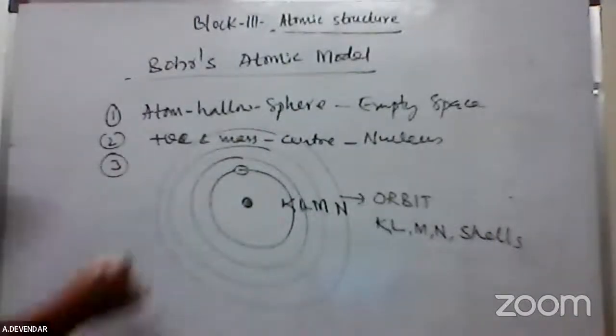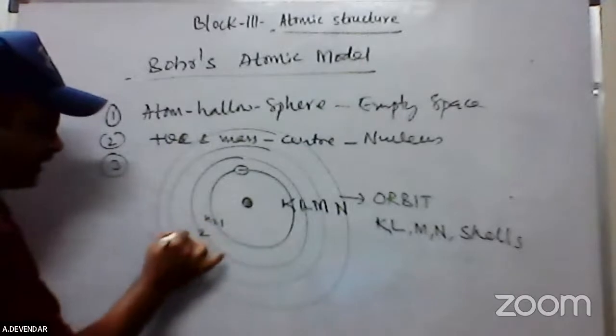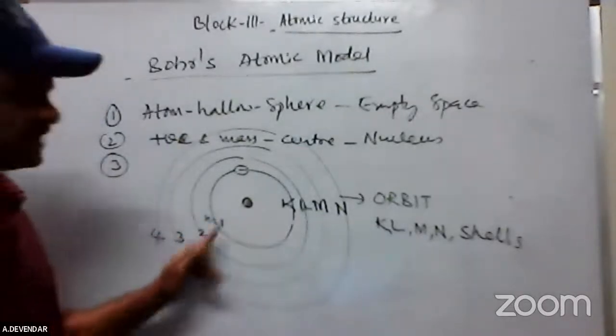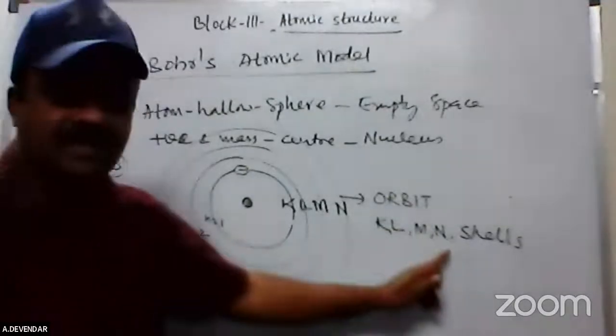Orbit's name. That means n is equal to 1. This is the first orbit, second orbit, third orbit, fourth orbit. First orbit is called the K shell. Second orbit is called the L shell. Third orbit is called the M shell. Fourth orbit is called the N shell.